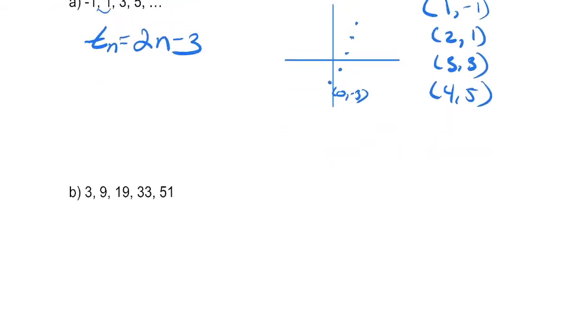This next one is a bit tricky. Well, to be honest, it's a lot tricky. So this one is not linear. We could tell it's not linear. So if I was to graph this, I'm not going to get a straight line.